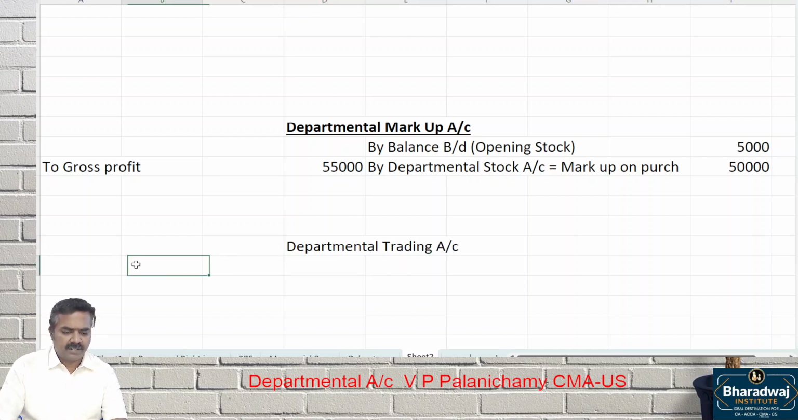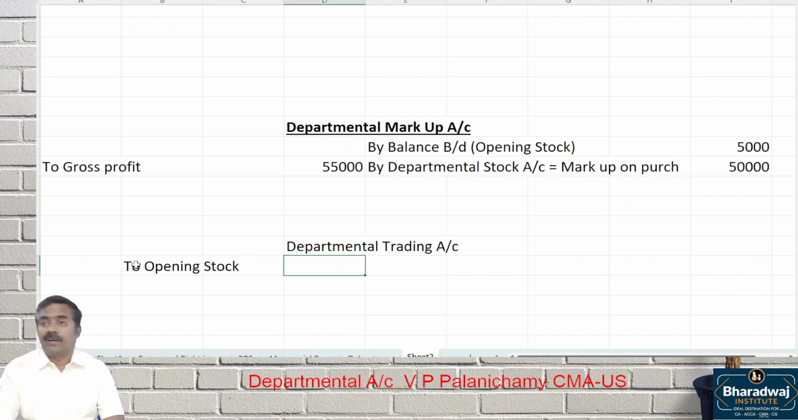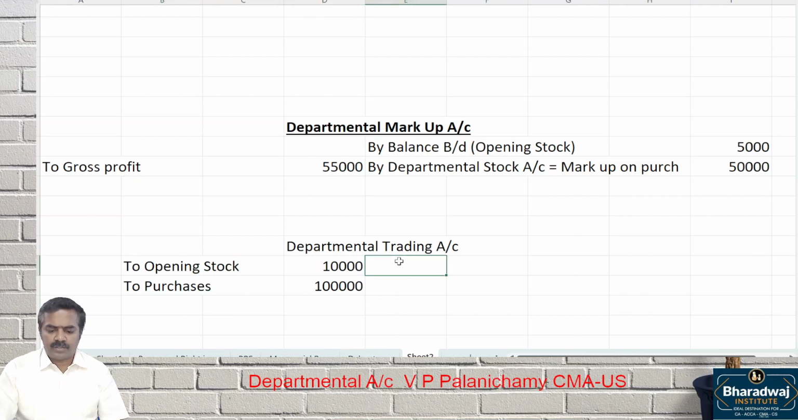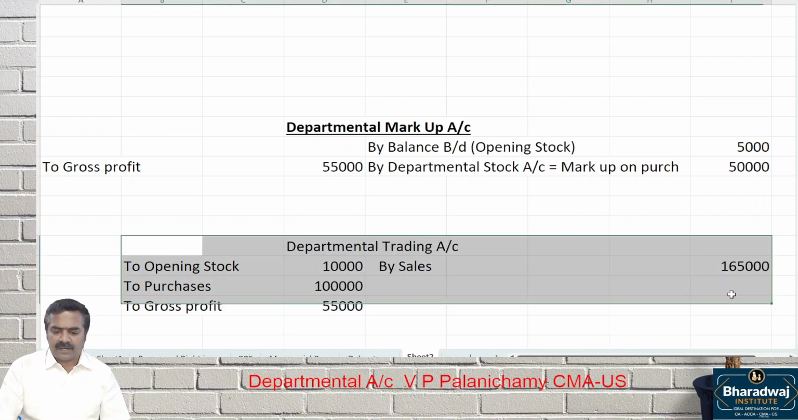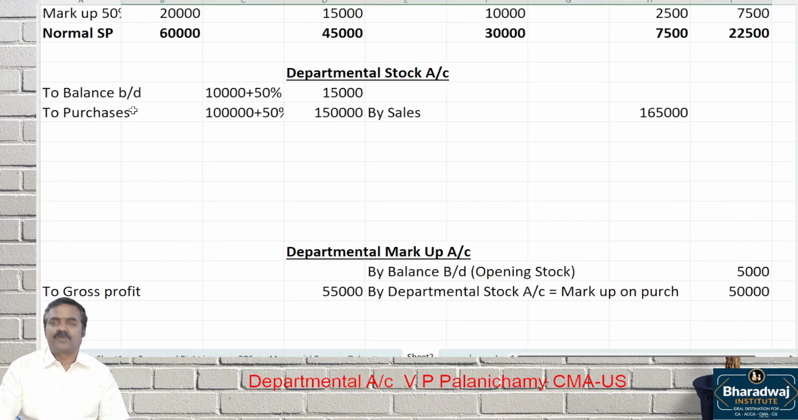For example, here we will record, this is a normal books of accounts. To opening stock, we will normally record at what price? Cost price. What is opening stock? 10,000, at cost price. To purchases, what price? 1 lakh. I told you we sold all the goods. We sold all the goods for how much? 1,65,000. When you tally, what will you get? To gross profit, as a balancing figure, 55,000. So instead of preparing one departmental accounts, we are going to prepare which accounts? Departmental stock account and departmental markup account.